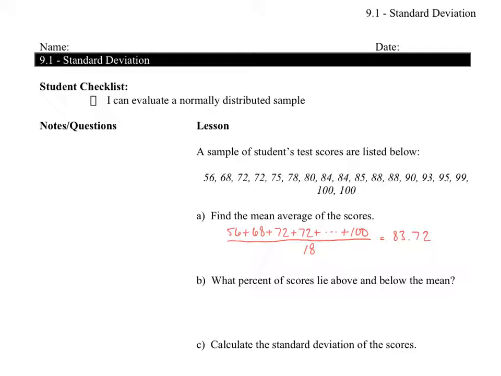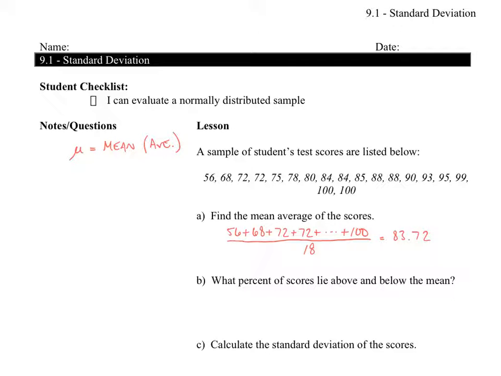83.72. So there's a symbol that I want you to see that we're going to be using to represent the mean throughout this unit, and that is called a mu. And it looks like a U but with a big tail on the front of it. So a mu represents our mean average whenever we're talking about measures of central tendency within our statistics unit. And it's going to come up a lot, and so you're going to want to recognize that symbol as the mean average of a set of data.